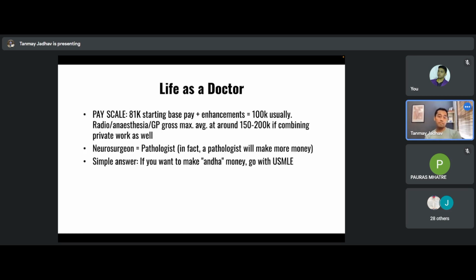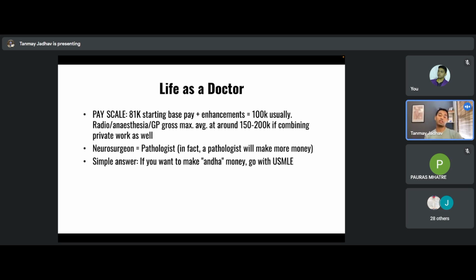As a doctor, the pay scale when you become a consultant starts at approximately 81K base, and with enhancements it goes up to about 100K. Radiology, anesthesia, and GP gross pay does average around 150 to 200K if you combine private work as well, which there is a lot of for these people. Orthopedic surgeons would be around that mark as well.